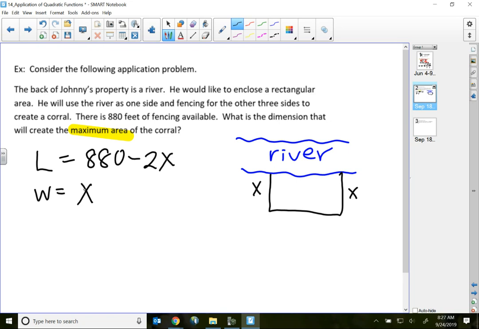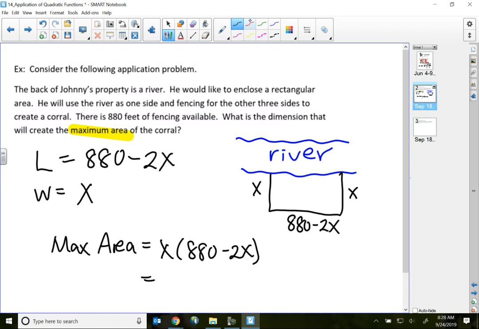Okay. So if I set the width to be x, let me write it down here: 880 minus 2x. All right. So the maximum area, which is my variable y, is going to equal, okay, so they say the word area. Area is always length times width. So I will multiply my width and the length together.